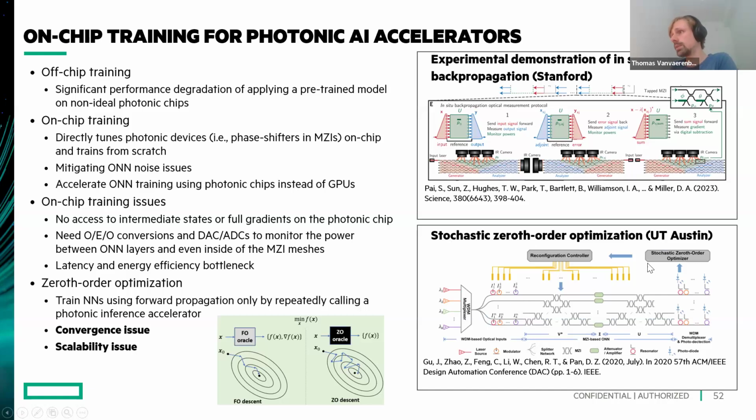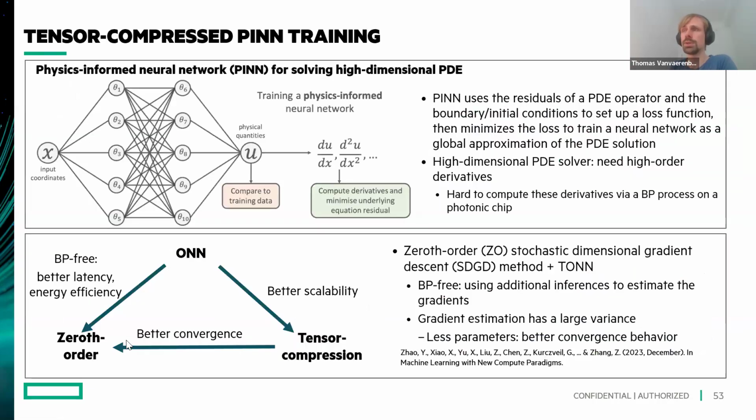One technique that has been proposed recently at UT Austin by some very familiar authors is looking into the zeroth-order optimization technique, where you only do forward propagation inference on your neural network, but you use that to approximate your gradient, and you can do gradient descent, but with some convergence issues and maybe scalability issues. And that is what we wanted to address in this recent work, where they were specifically looking into physics-informed neural networks for solving high-dimensional PDEs.